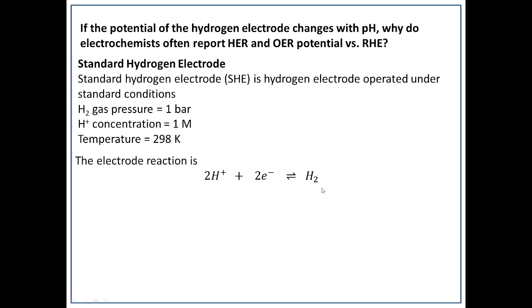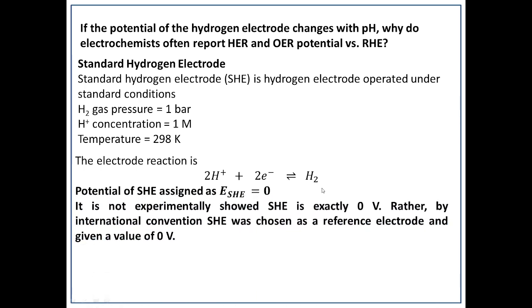Okay. The potential of the standard hydrogen electrode is assigned as 0; it is not experimentally shown that the standard hydrogen electrode is exactly 0 volt. Rather, by international convention, the standard hydrogen electrode was chosen as a reference electrode and given a value of 0 volt. Why do we need to give a value of 0 volt to the standard hydrogen electrode?